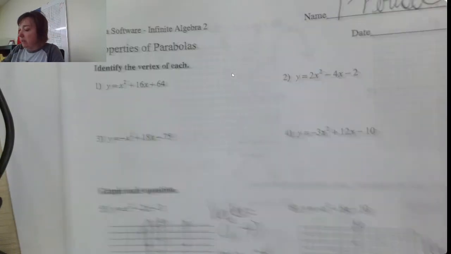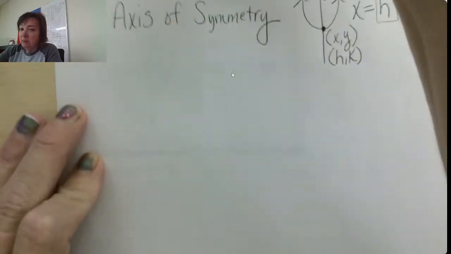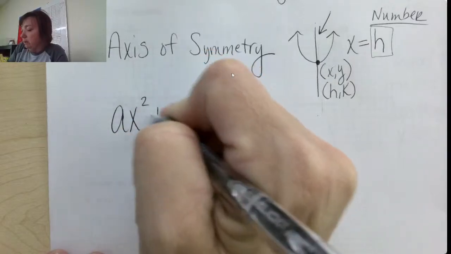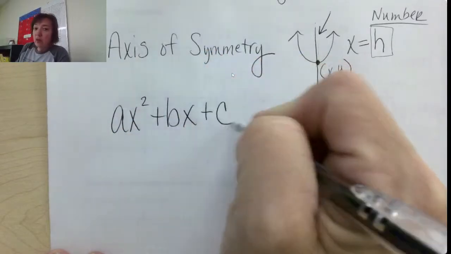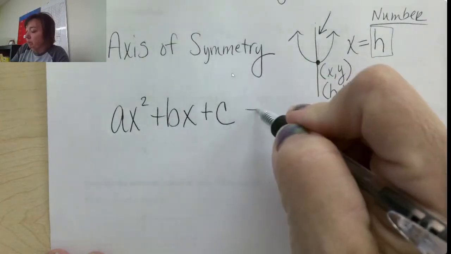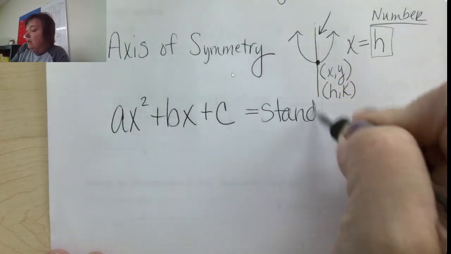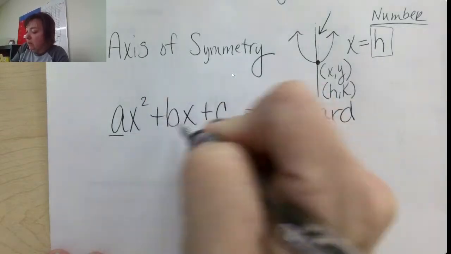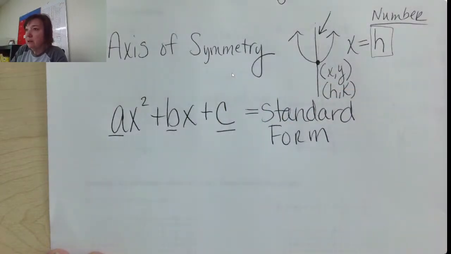So the first thing I need to show you guys is that if we have an equation, there's a bunch of different forms of parabola equations. Take that right there. And if you put it in this form right here, this is called standard form. Okay? And the A, the B, the C, those would be numbers. All right? Y'all with me so far?